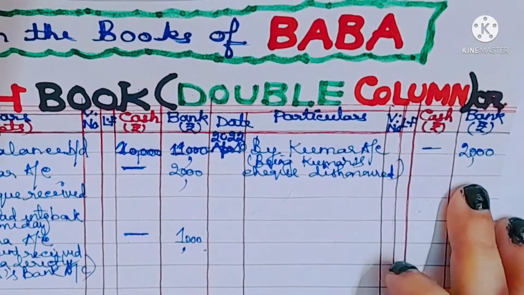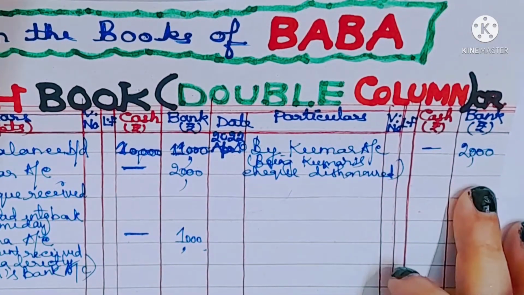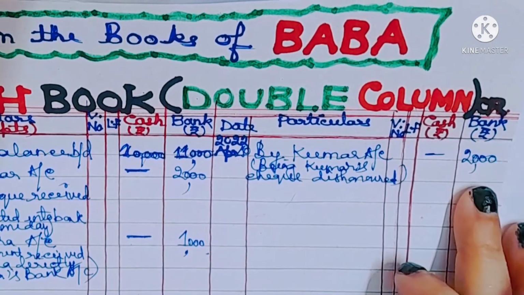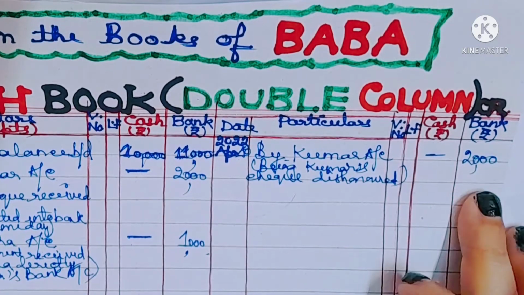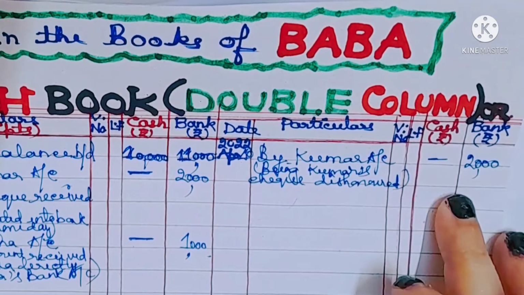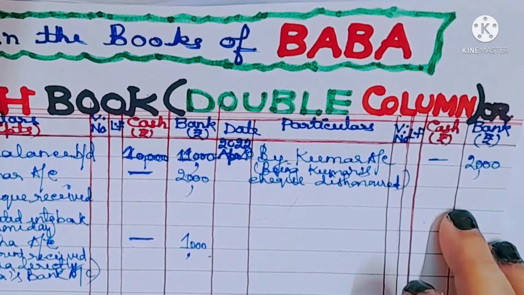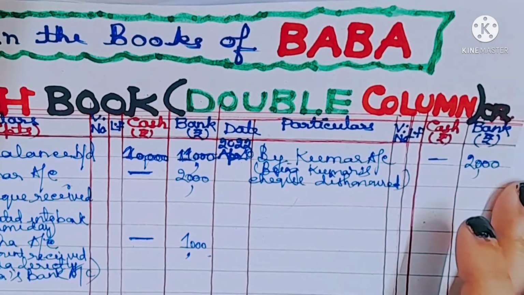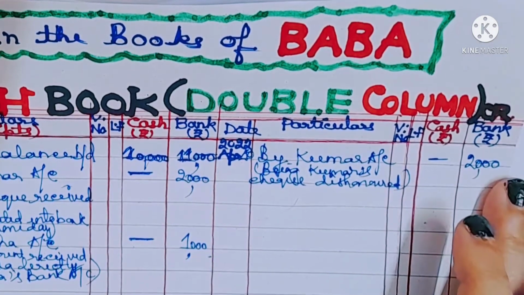Moreover, bank column represents bank account. Bank account comes under personal account. According to personal account, the giver of the benefit is credit. Here, when Kumar's check has been dishonored, bank is the giver of the benefit. Bank is returning the check to Kumar. So bank account will be credited by 2000. Okay, understood? Now let's see the next transaction.